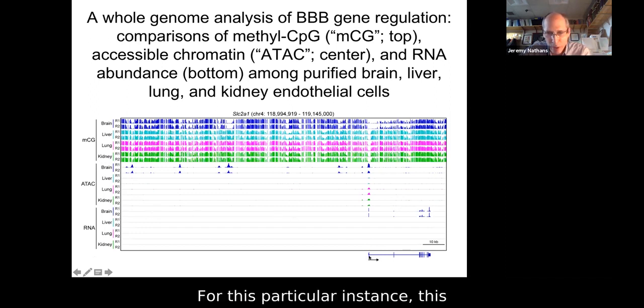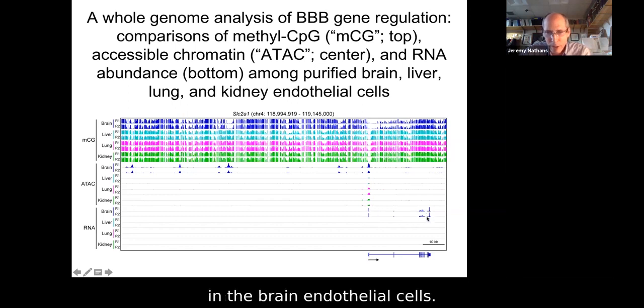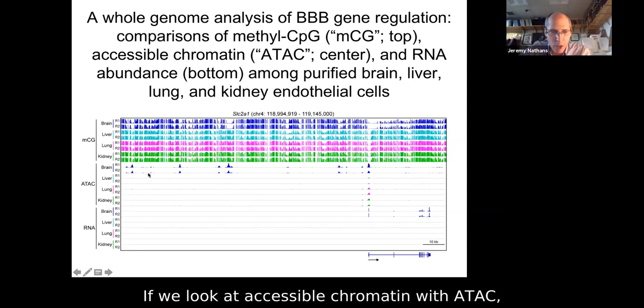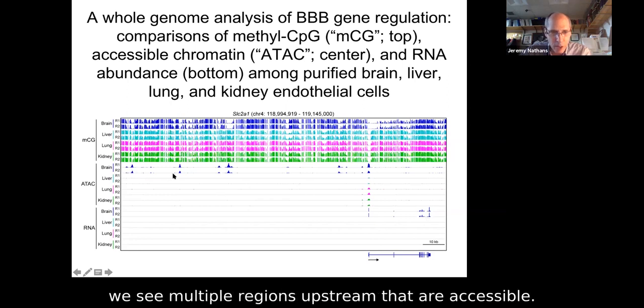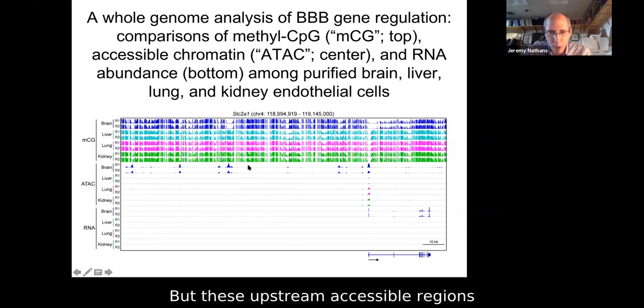So for this particular instance, this is the glucose transporter GLUT1. We can see that there are lots of transcripts in the brain endothelial cells. If we look at accessible chromatin with ATAC, we see multiple regions upstream that are accessible. The promoter region is largely accessible in all cell types, even though it's not expressed in the non-CNS cell types. But these upstream accessible regions are presumably enhancers.